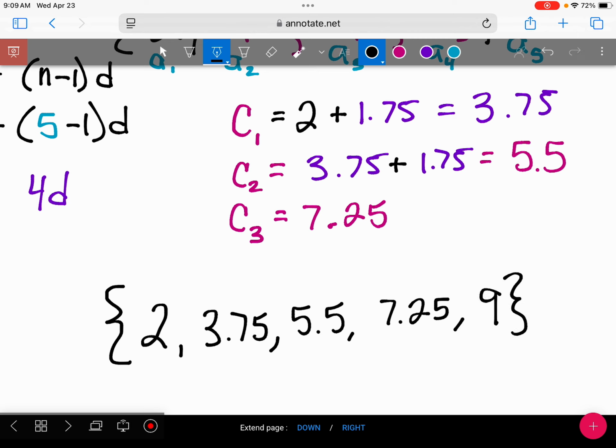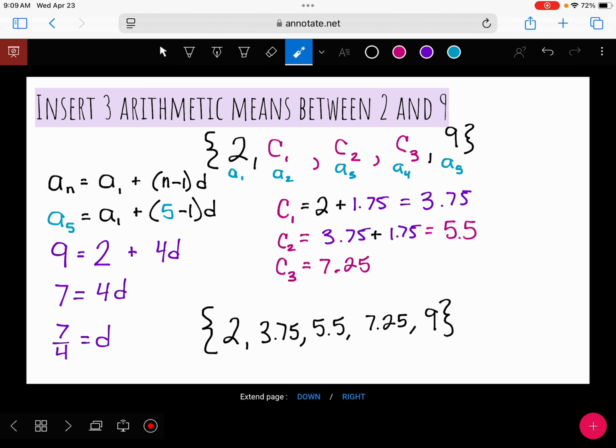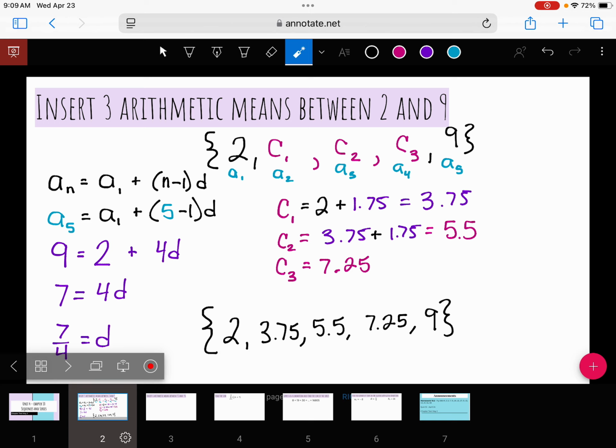If I continued that trend, if I added my 1.75 again, I should wind up exactly at our 9. These have that same common difference. So these are our 3 arithmetic means. This is our main sequence there. Okay, questions on this one? We're gonna do one more, very much like it.